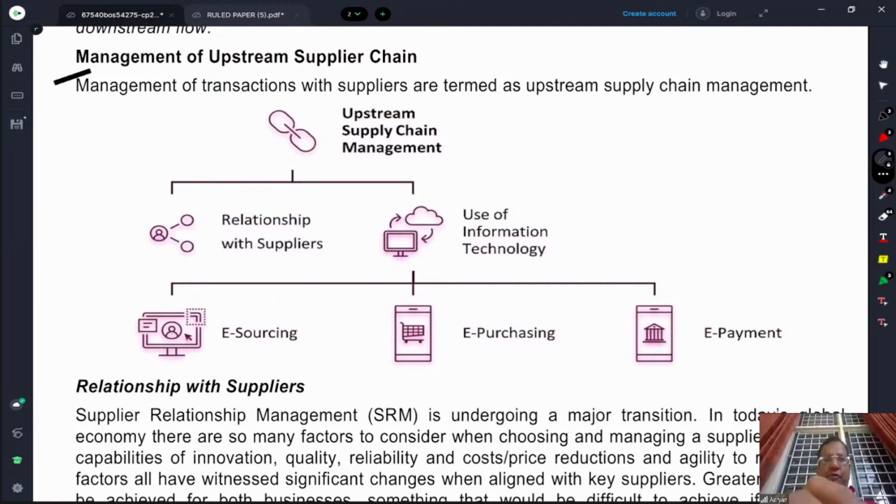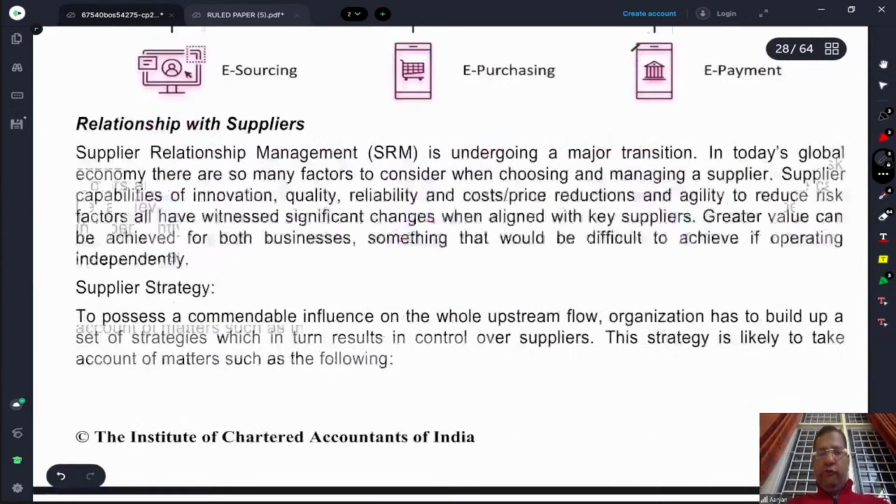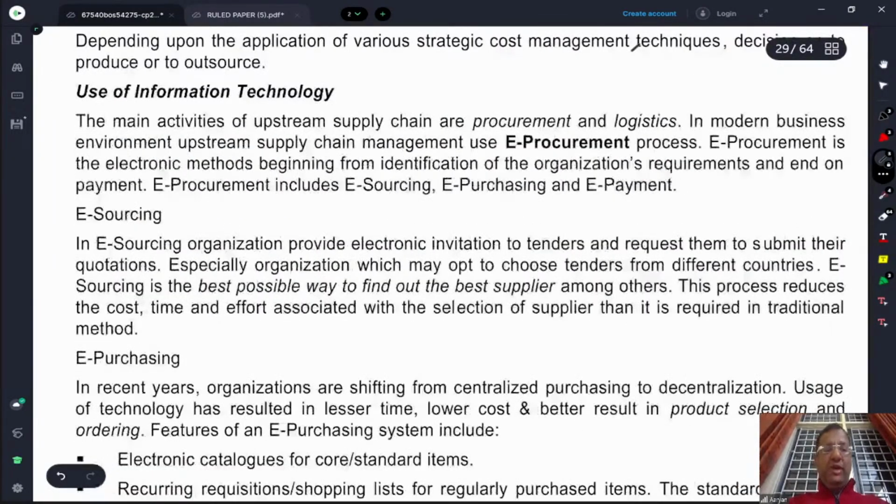Chalo beta, can we proceed further? I think there is no doubt; I have not received even a single query in that. So this is management of upstream supply chain. Now we will move towards management of downstream supply chain.